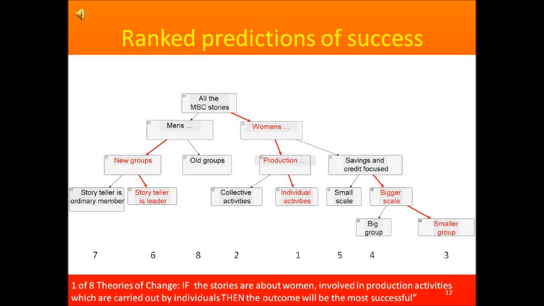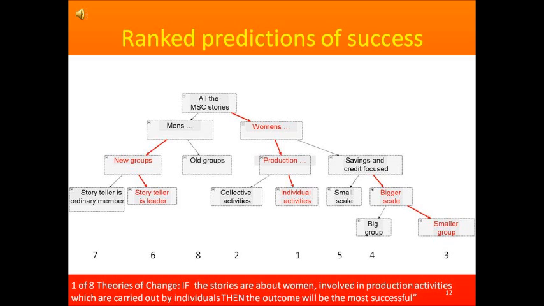And then to get the fifth rank, we go back to the savings and credit group and look at their second choice there, which was small scale savings and credit activities. So that becomes the fifth rank. So we can generate a full ranking of all the types of stories in terms of the expected degree of success of the outcomes of those stories by looking at the position of each type of story within the tree structure.